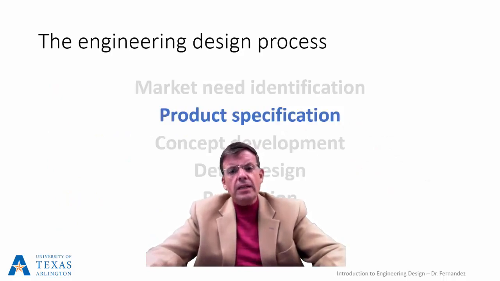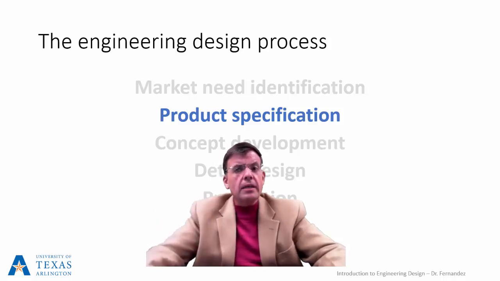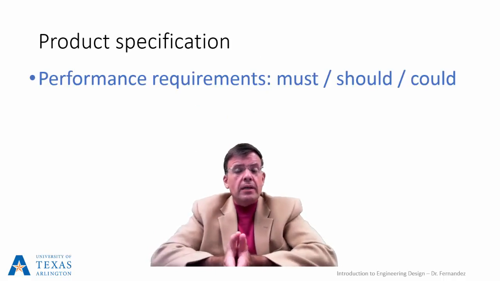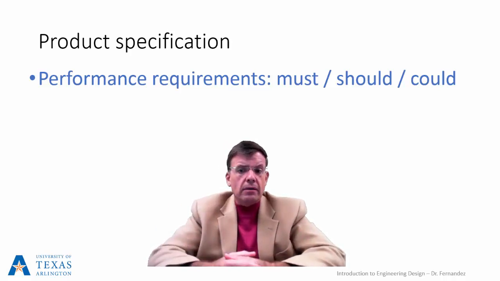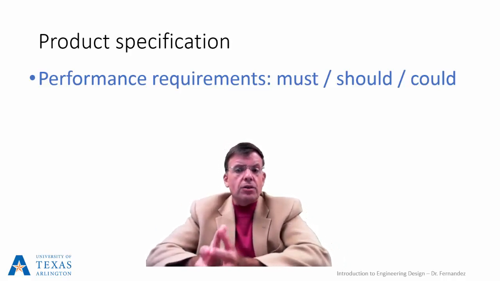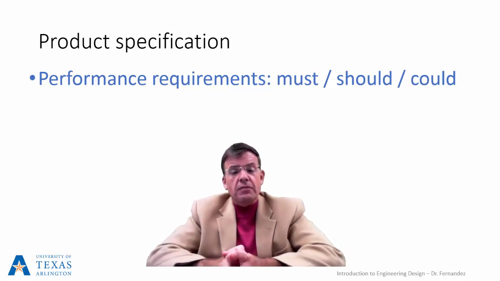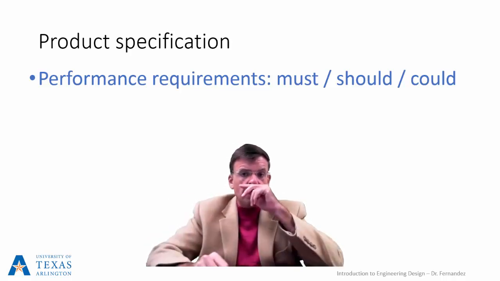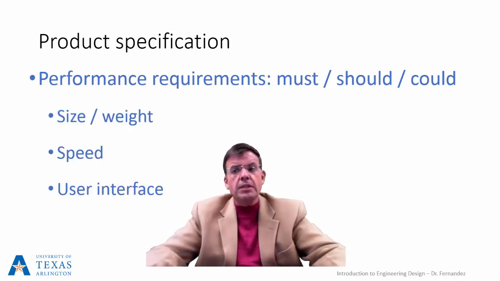Okay, let's look now at product specifications. So we've identified a need. We want to translate that need into specifications. Okay, so those specifications will typically take the form of what's known in the so-called Kano model as the musts, the shoulds, and the coulds. So what must be present in the specification, what should be there, and what could be there. Okay, so if we speak of different levels of satisfying the customer needs or customer requirements.